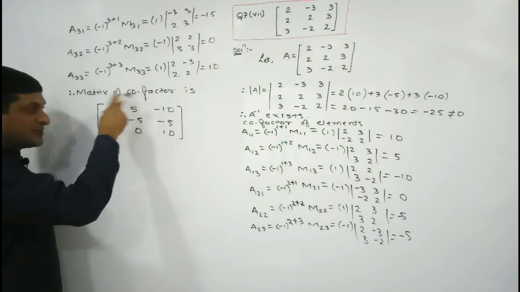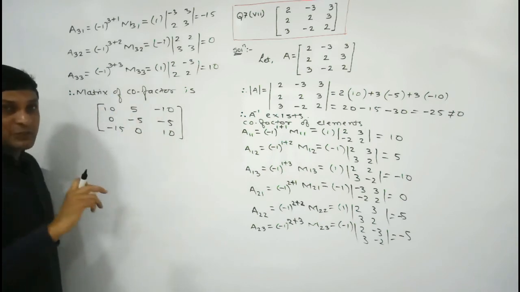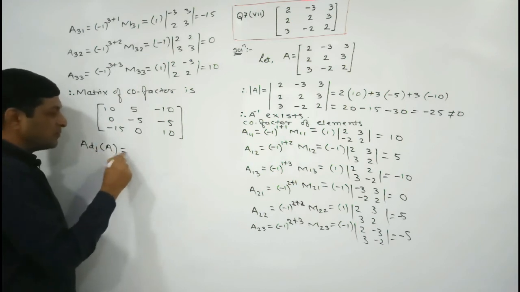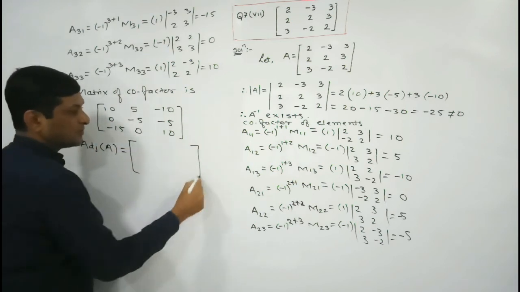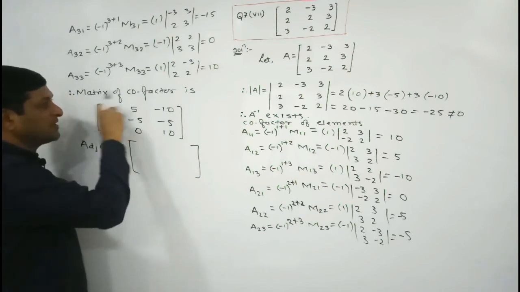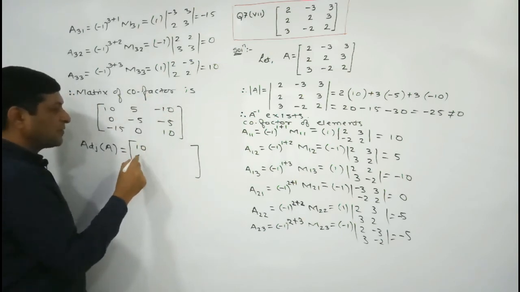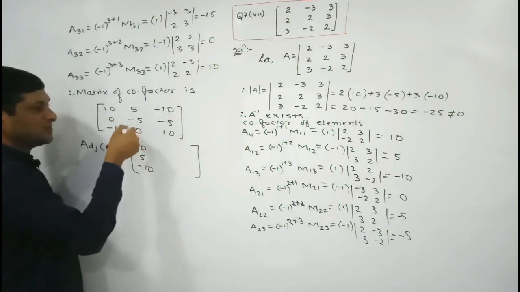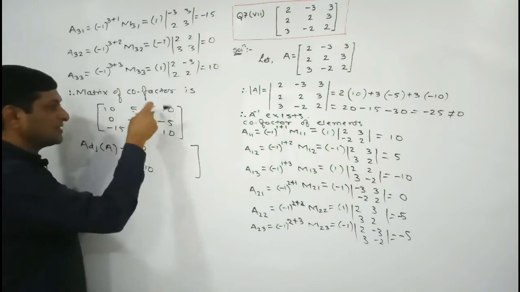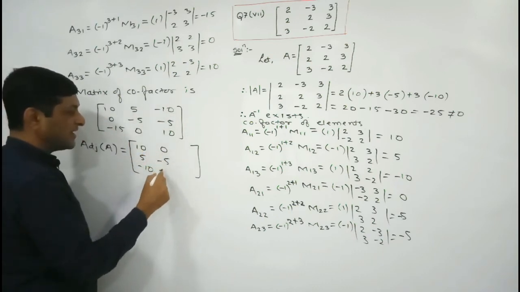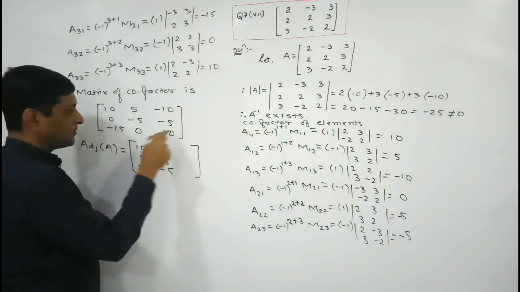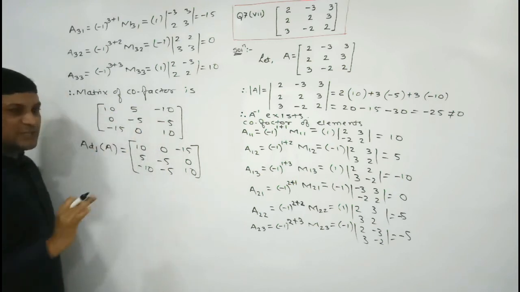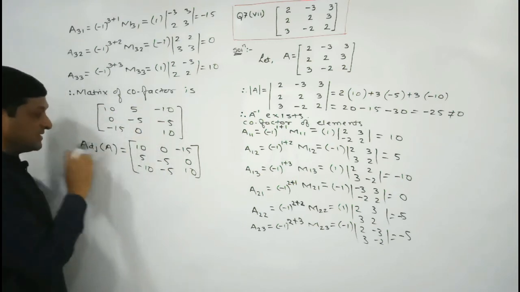Now if we take the transpose of this matrix, we will get the adjoint, which is our fourth step. So adjoint of matrix A will be equal to the transpose of this matrix. Finding transpose means converting row into column, or column into row. So 10, 5, minus 10, the elements of the first row, become the first column. Convert the second row, 0, minus 5, minus 5, into the second column, and the third row into the third column. In this way we have got the transpose of the matrix of cofactors, which is nothing but the adjoint of the matrix, and this is our fourth step.